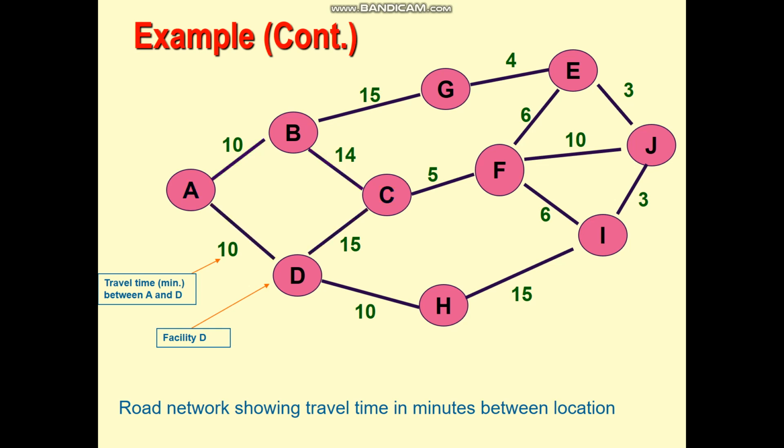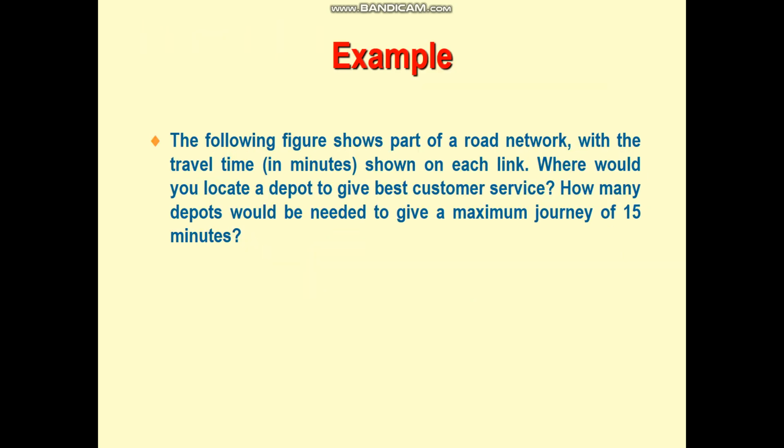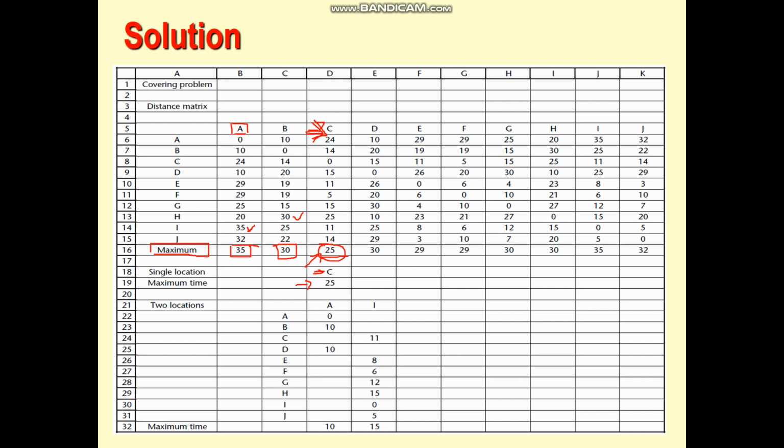The second question: if we locate at C, the maximum time is 25 minutes, but the customer requirement is that the maximum waiting time is 15 minutes in place of 25 minutes. So to achieve the customer requirement that the maximum journey is 15 minutes, how many depots would be needed in this case? So we will just take the times that are less than 15 minutes.